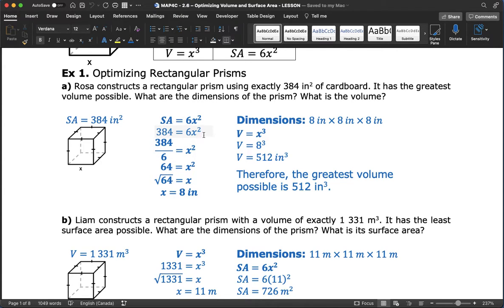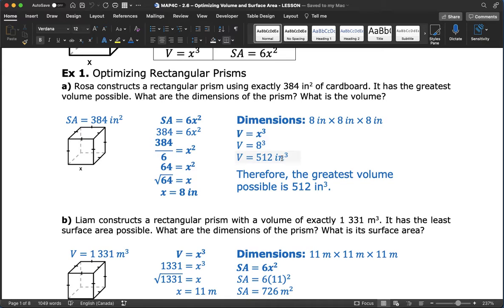So namely, divide each side by 6, and then take the square root of both sides. And then we've isolated our variable x, which is 8 inches on one side. And the question is asking what are the dimensions of the prism. It would be 8 by 8 by 8 because it's x on each side of the cube. And the volume is equal to x cubed because it's length times width times height for the shape. So 8 times 8 times 8 is 512 inches cubed, and that's the greatest possible volume.